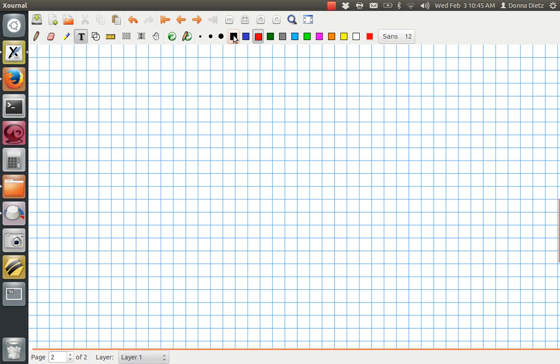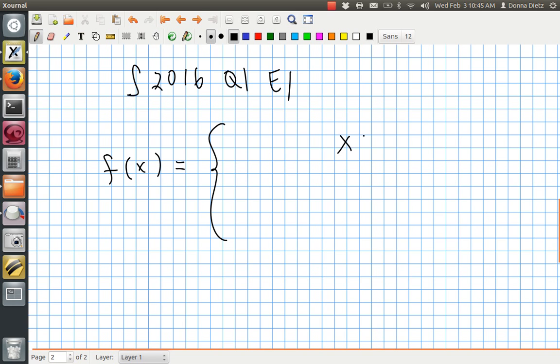Okay, so this question will be for spring of 2016. It'll be question 1 on exam 1. It's going to be something of this nature. F of x equals, and then there'll be two lines, and it'll be either x less than or equal to some number, and then x greater than that same number, or it's possible that the inequality will be there. It's going to be one of those two places.